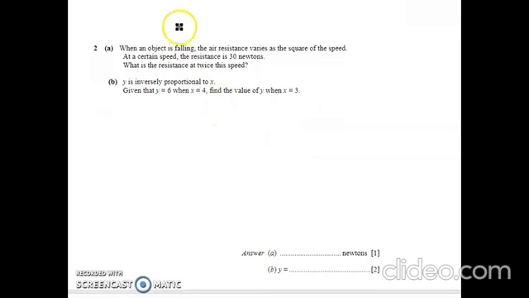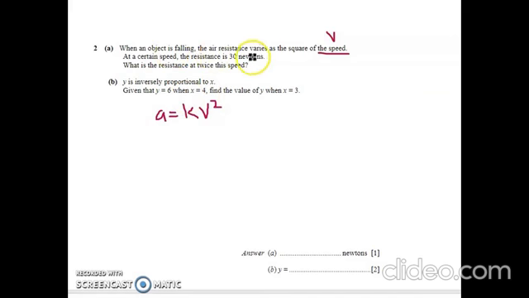Okay. When an object is falling, the air resistance varies as the square of the speed. So let's say that the air resistance is A and the speed is V. So air resistance varies as the square of speed. Now here I will be using the formula method. So basically air resistance is directly proportional to the square of speed, not the speed but the square of speed. So we can take it this way: A is equal to kV square. This is how we write direct proportional quantities in a formula where K is a constant.